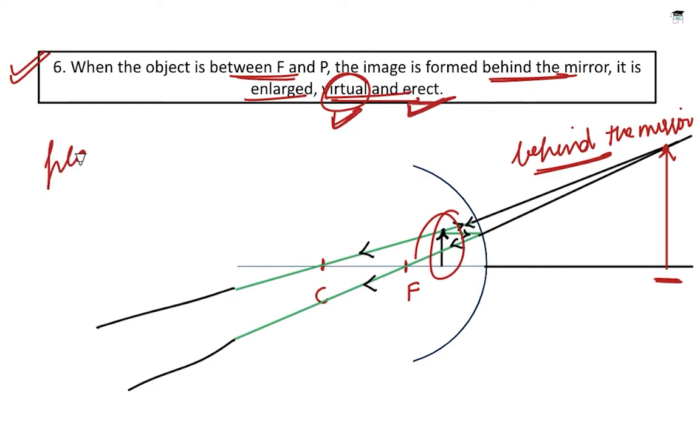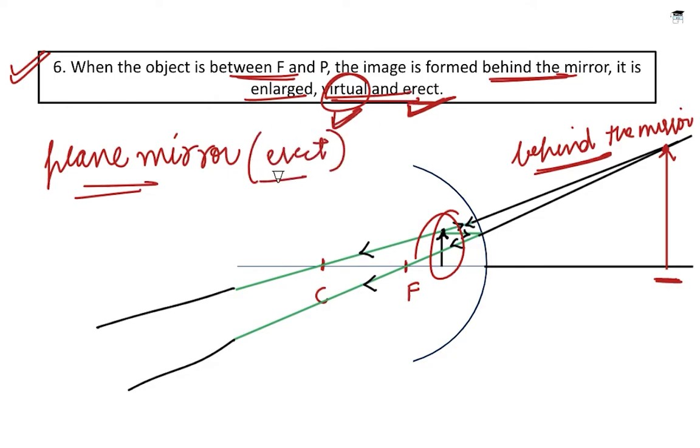Same is the case in a plane mirror. Whenever you look at yourself in a mirror, you see that your image is erect. It is not inverted. You don't appear inverted in a plane mirror because the image formed in a plane mirror is virtual. That is why it is erect. Okay, so this is the last case for concave mirror.